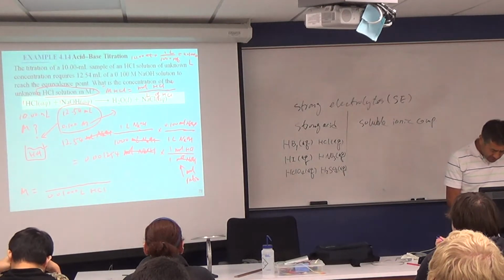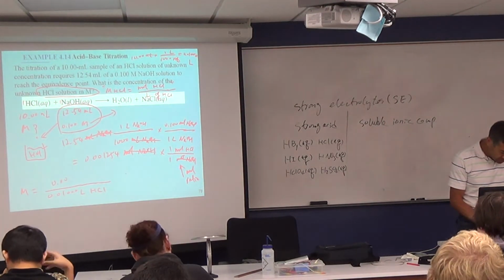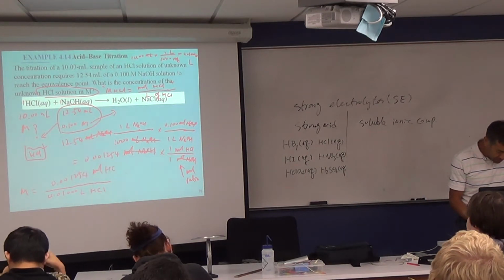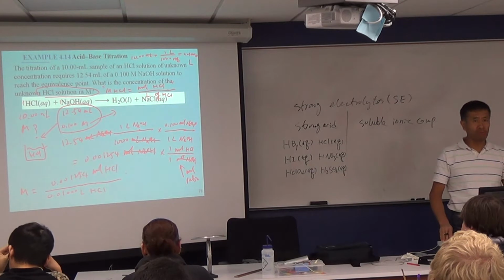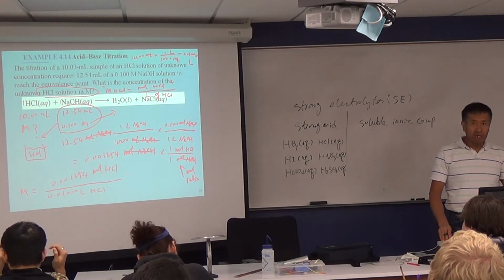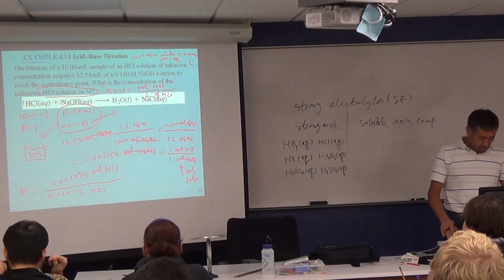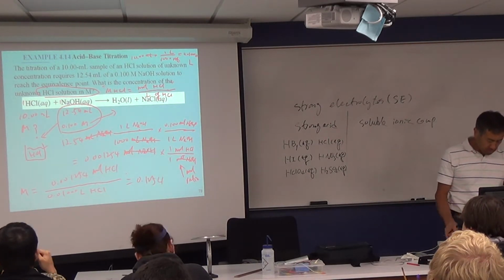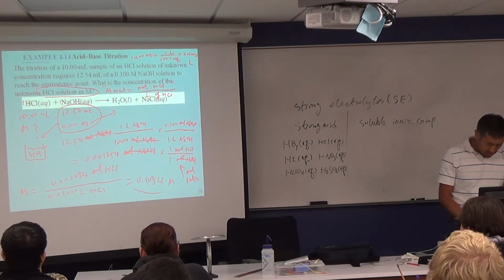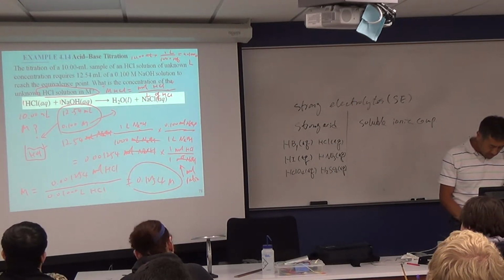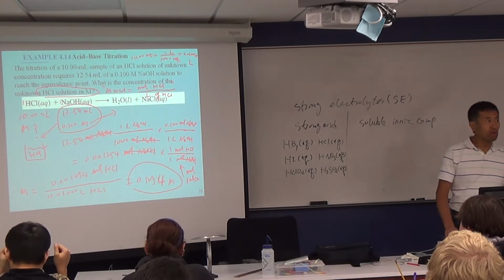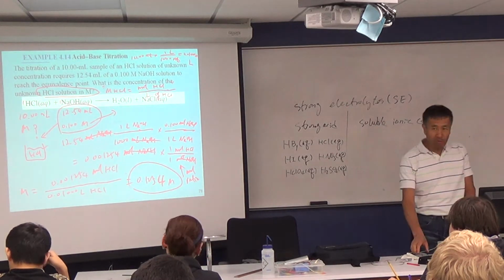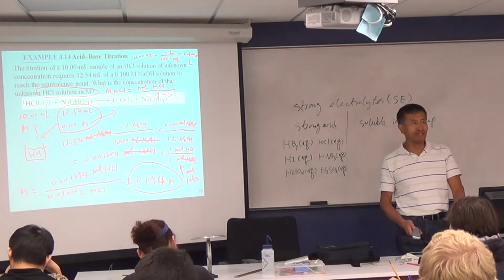Right, so therefore we will have the same number, 0.001254. Not more, not less. So what do you get? Right, so this is the typical problem about titrations.